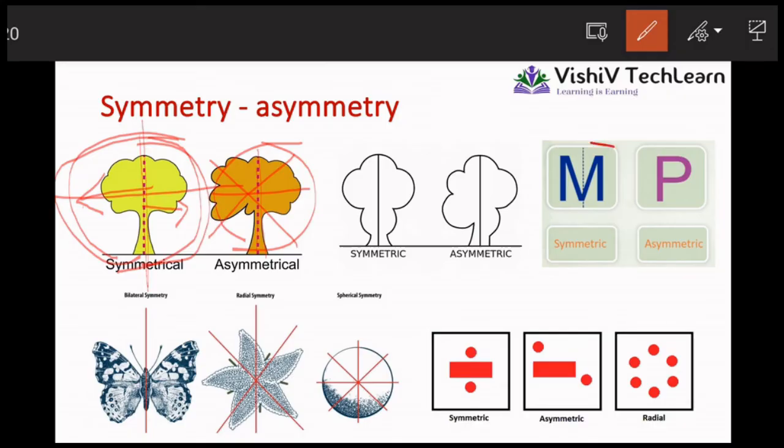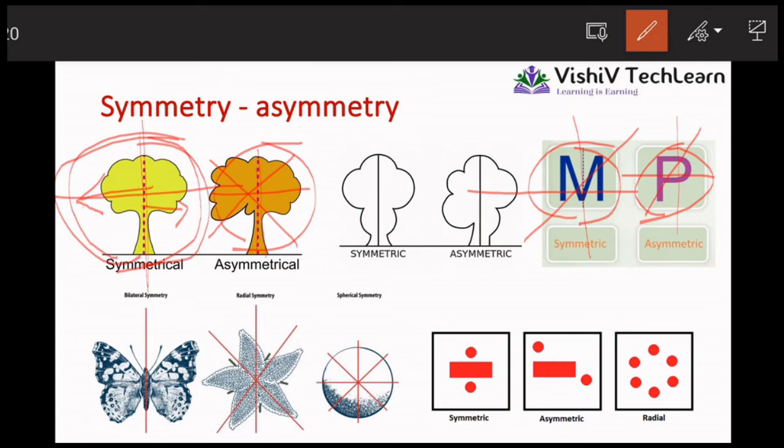Similarly, here you can see a few alphabets like M and P. M is symmetrical about the vertical axis, but it is asymmetric about the horizontal axis or maybe an inclined axis as well. P is asymmetric about any axis. If you draw any axis, it is asymmetric.